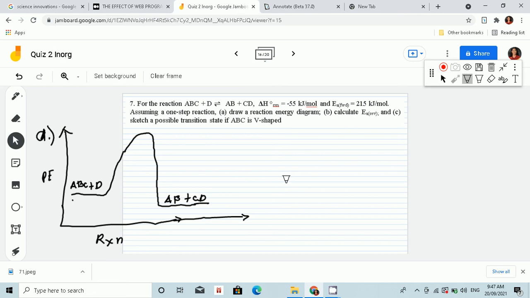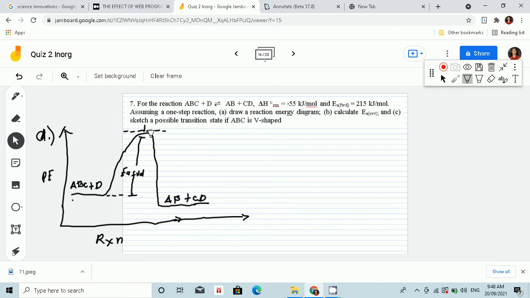Okay, now let's label the energy, the difference of the energy from the transition state. Transition state is, alright, let's label. So the energy from the transition state to the reactant is the forward energy of activation, in this case the forward.